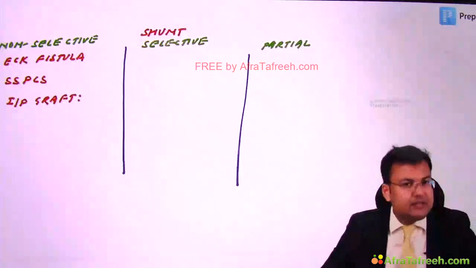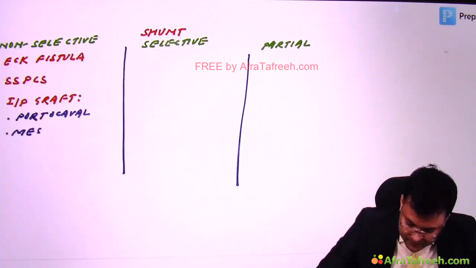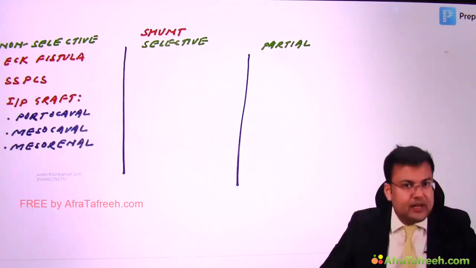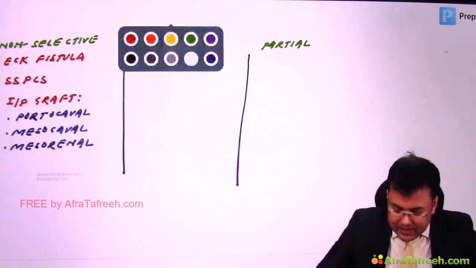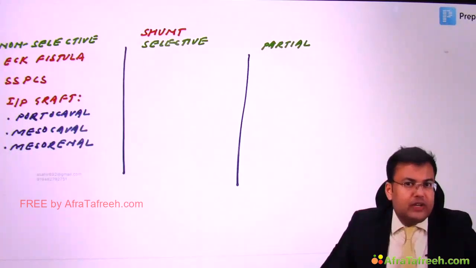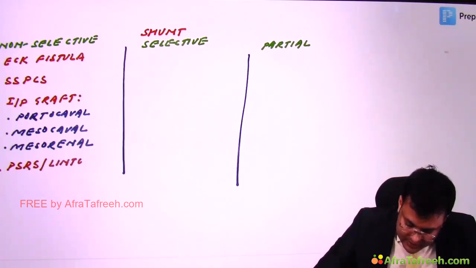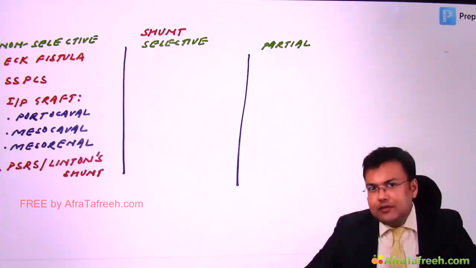This interposition graft is further divided into portocaval, mesocaval, and mesorenal, right? And the fourth is PSRS. What is the full form of PSRS? Proximal splenorenal shunt, and it is also known as Linton's shunt. So these are the types of non-selective shunt.